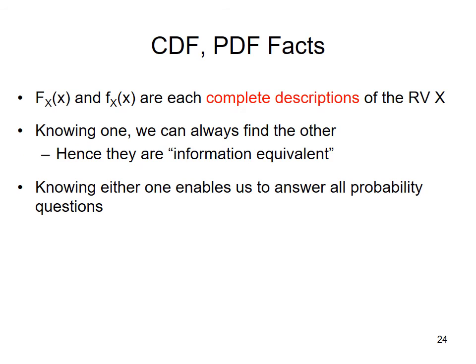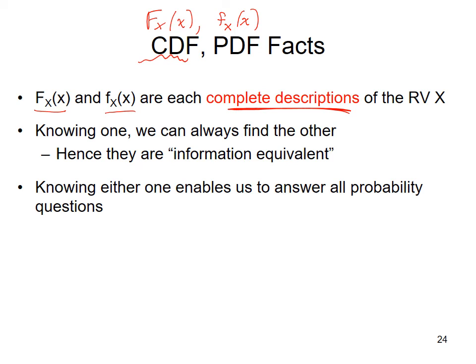Okay, a couple of facts about cumulative distribution functions. Remember, that's capital Fx of little x. And the probability density function, that's little f sub x of little x, right? So, a couple of facts about that. One is either one of those makes a complete description of the random variable. In other words, if you know little fx of x, you can answer any probability question. Similarly, if you know capital Fx of x, you can answer any probability question. And knowing one, you can always find the other, right?